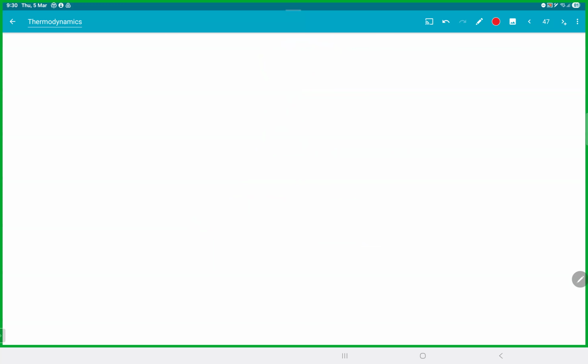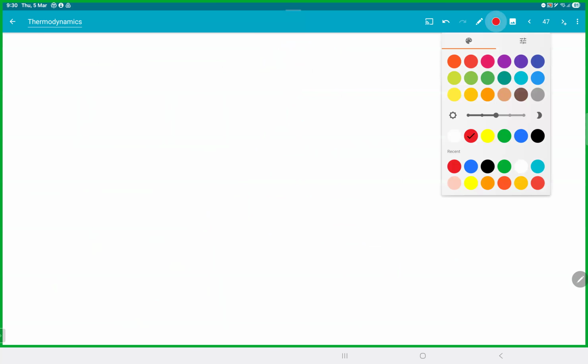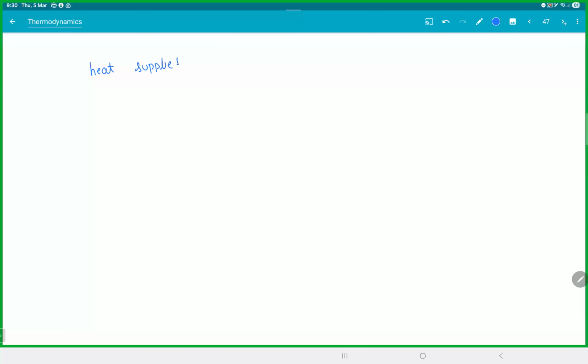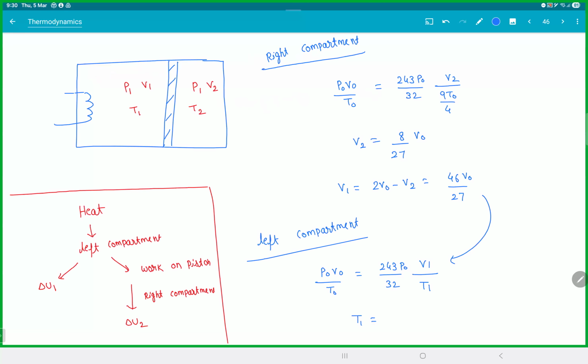Is this making sense? So that means the heat supplied by the heater is nothing but the change in internal energy of both the gases. That will be delta U1 plus delta U2, which is nothing but nCv times the difference in temperature, T1 minus T0. You know the value of T1. nCv times T2 minus T0, you know the value of T2. Substitute here, you'll get the answer. So that is the total heat supplied by the heater.